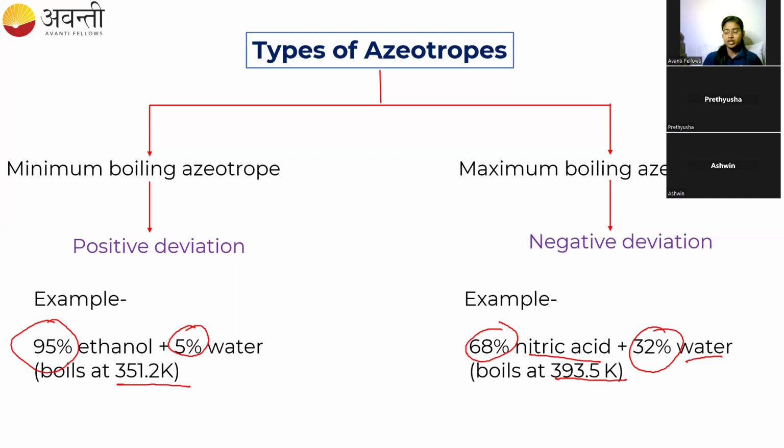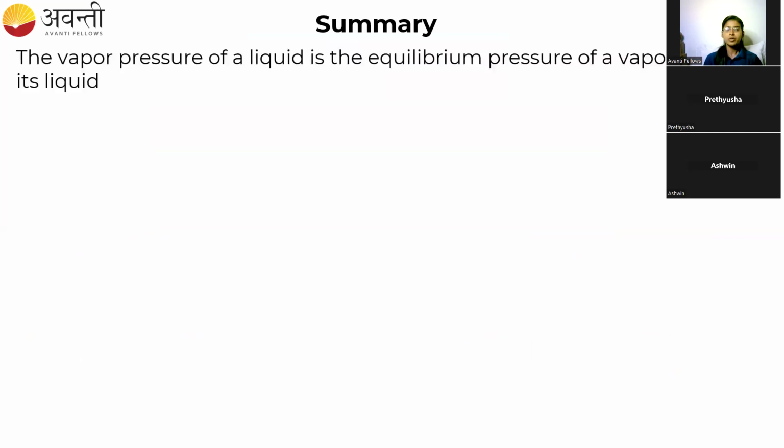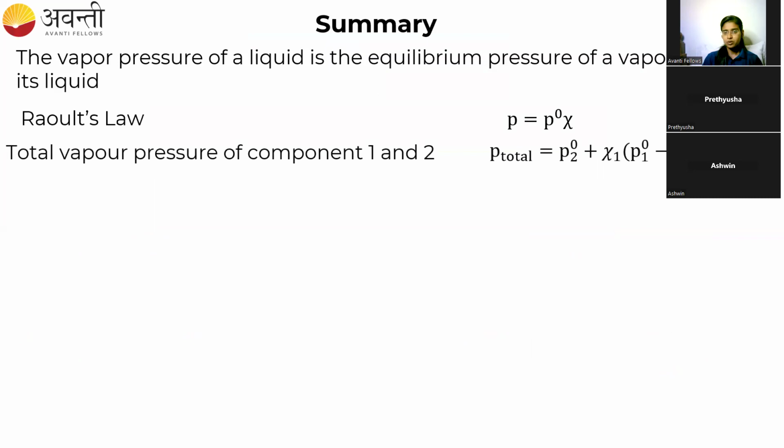Today we have discussed, let me summarize what we have discussed so far. The vapor pressure of the liquid is the equilibrium pressure of the vapor above its liquid. The vapor pressure concept I discussed with you in the previous class, and this is just a recall of it. The partial pressure is P naught into mole fraction, and that is Raoult's law. If I have to find out the total vapor pressure of components 1 and 2, then I have to use this relation.